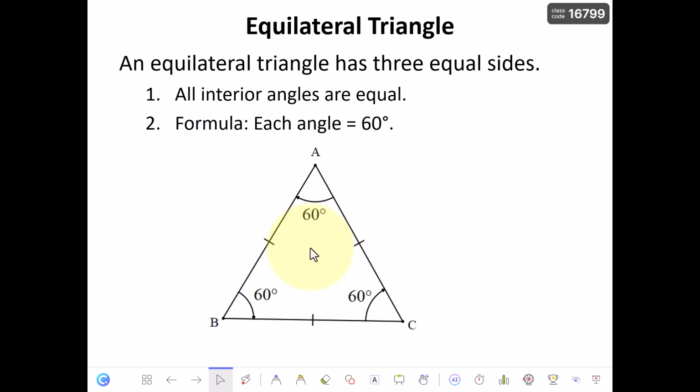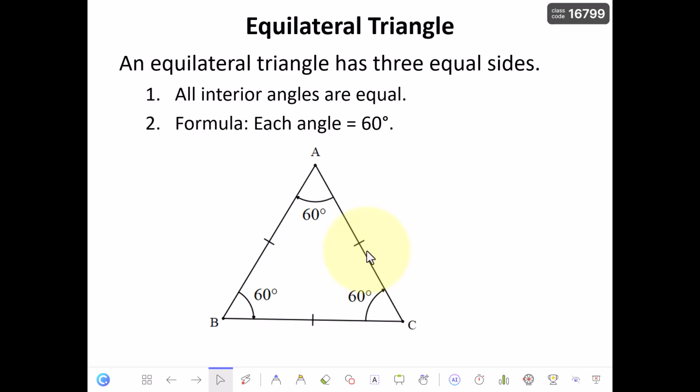Please take note, in the exam they may not tell you that this triangle is equilateral. All they will just show you is a triangle with this line in the middle of the sides like this. So by the time you see all these lines in the middle, it is left for you to know that this is actually an equilateral triangle.